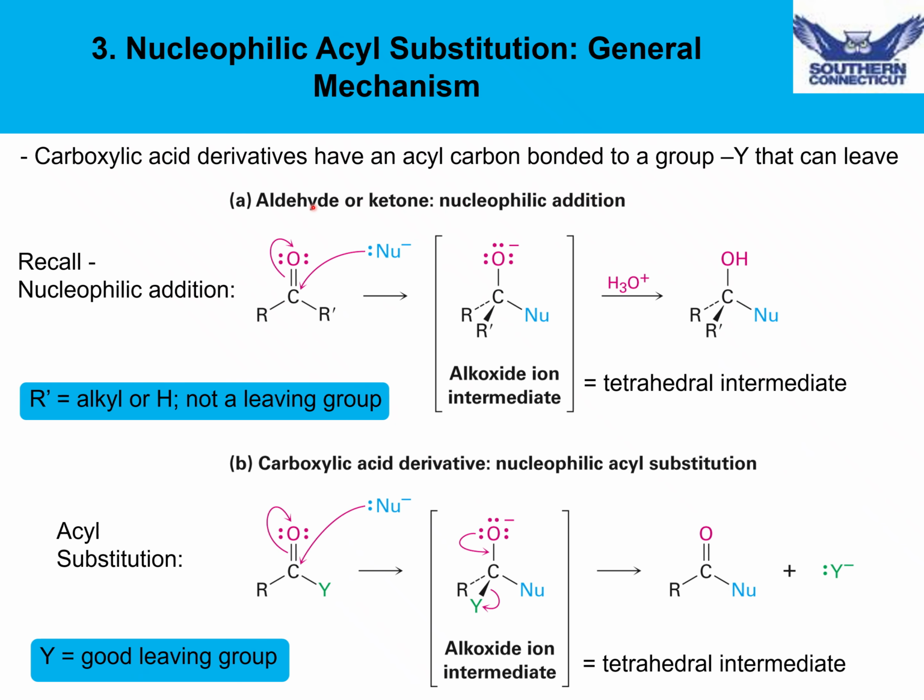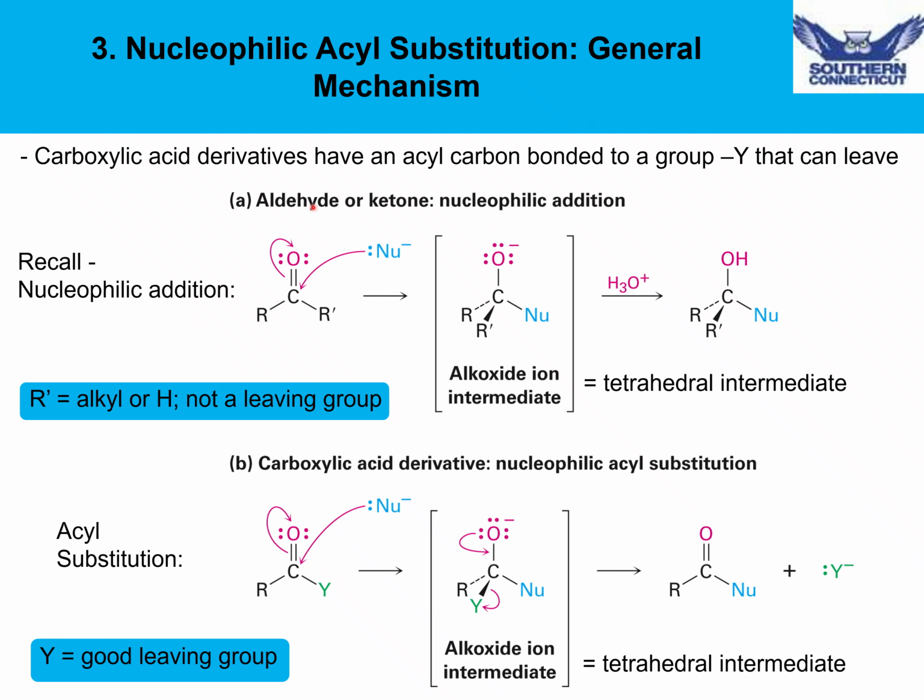For most of the chapter, we're going to cover a reaction called nucleophilic acyl substitution. So we're going to start by looking at the general reaction, the general mechanism for this reaction. Carboxylic acid derivatives have an acyl carbon that has some sort of leaving group, which we're going to abbreviate with the letter Y, that can be replaced by a nucleophile.